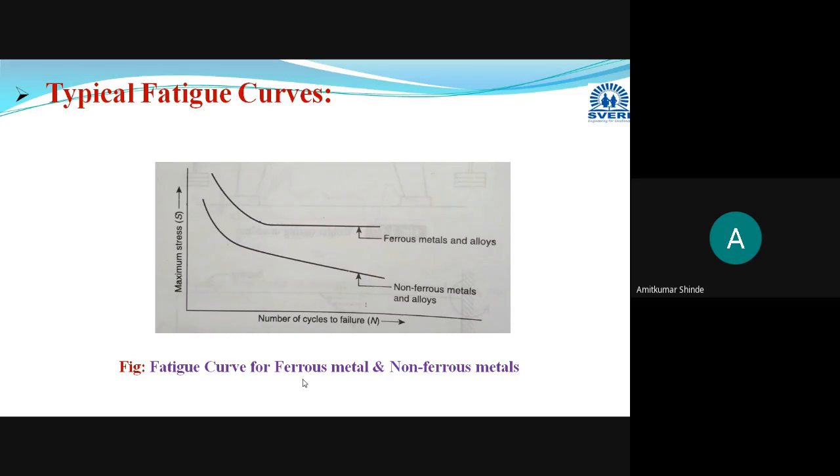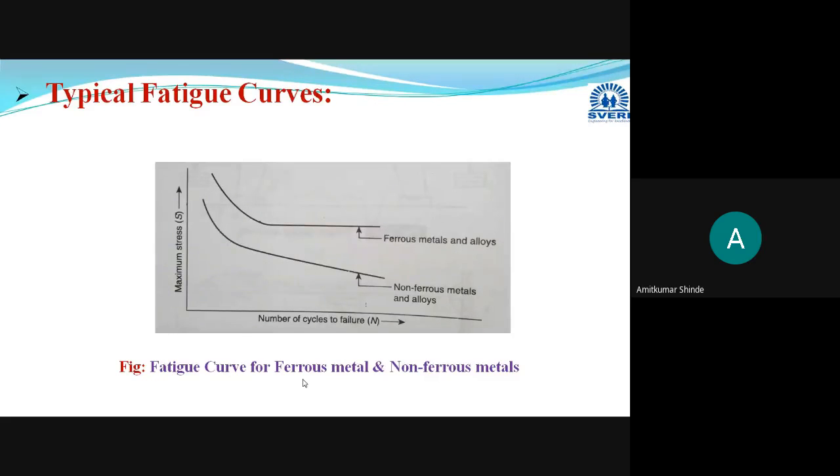This is the fatigue limit or endurance limit. For a particular value of the stress, if you apply an infinite number of rotations, there will not be any failure of that component. That's why that particular stress value is termed as the fatigue limit or endurance limit of the component, and this occurs only in case of the ferrous materials and their alloys.